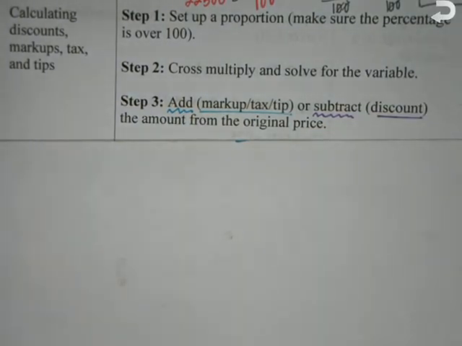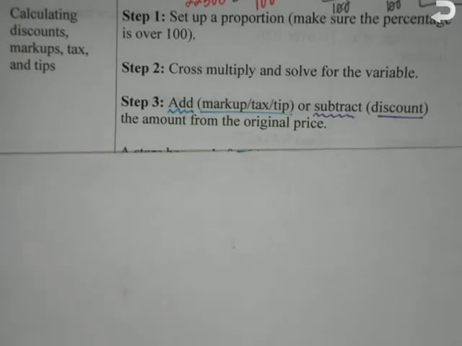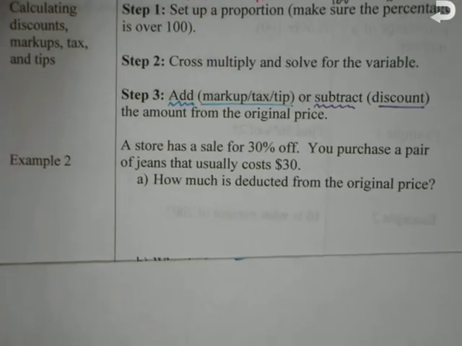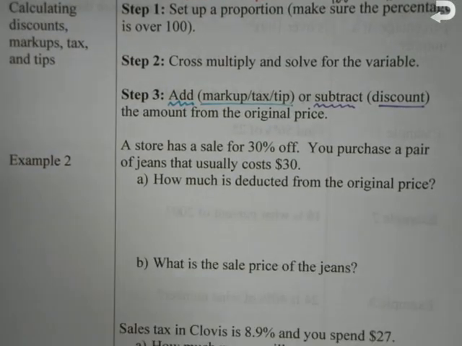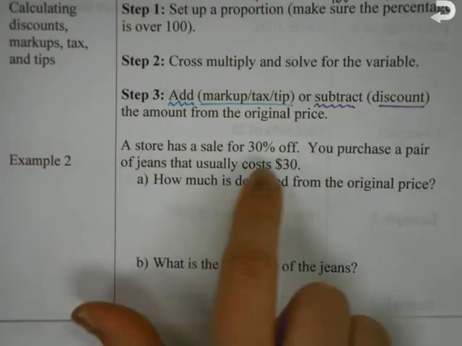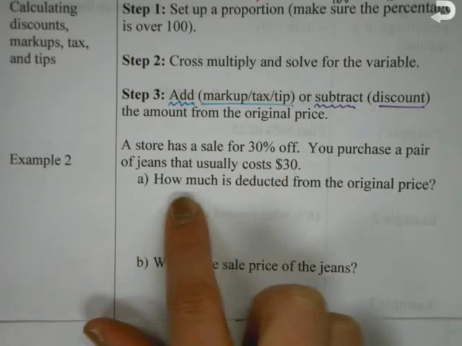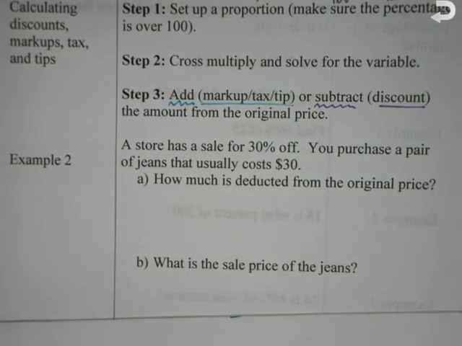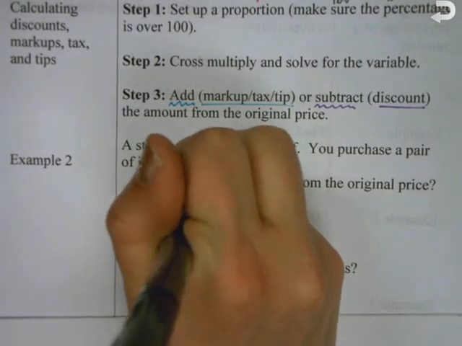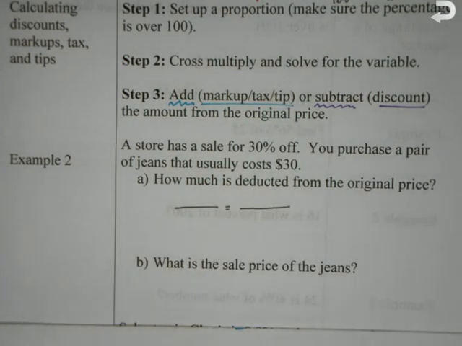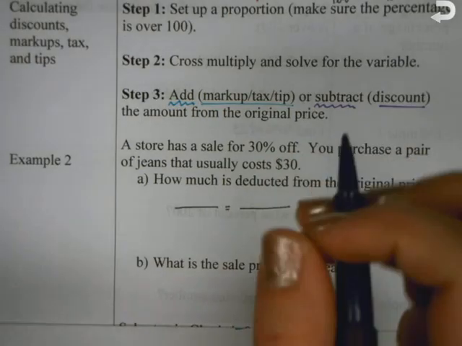Okay, so example 2. You do not have to write this, so just show the work. You don't have to write the problem. A store has a sale for 30% off. You purchase a pair of jeans that usually cost $30. How much is deducted from the original price? So we're going to first set up a proportion. You don't have to write the problem, but you do have to show the work. Okay, we do know that the sale is 30% off, so that's going to be 30 over 100 on the right-hand side.